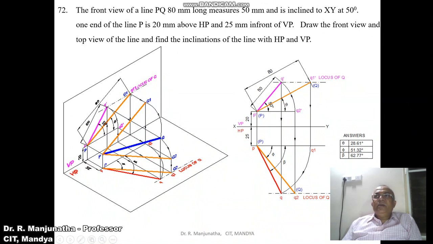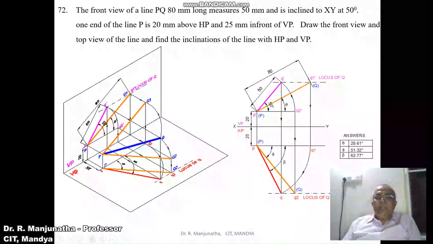Then we need to find out the true length in the horizontal plane. With P dash as center, taking the radius of P dash Q dash, you draw an arc such that both P dash and Q2 dash are above HP by 20 mm. Once you get this point Q2 dash, draw a vertical projector from Q2 dash to the locus of Q in the top view, and it cuts the locus of Q here. You mark this point as Q2 and join P and Q2 a little bit thicker than the XY line. As we know that P dash Q2 dash is parallel to XY in the front view, its corresponding top view PQ2 will be in true length.